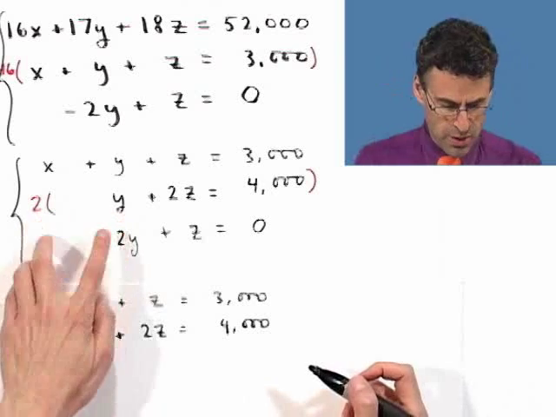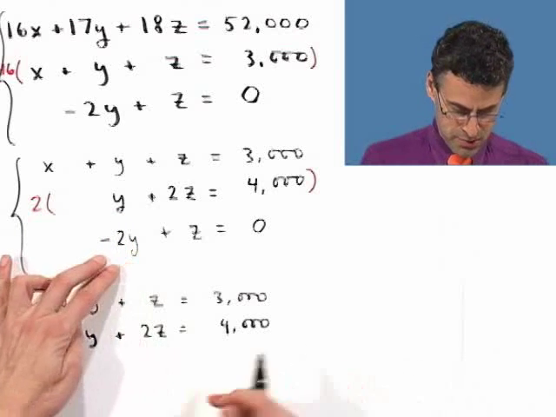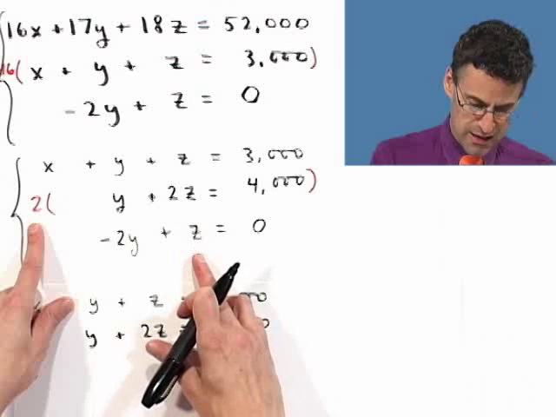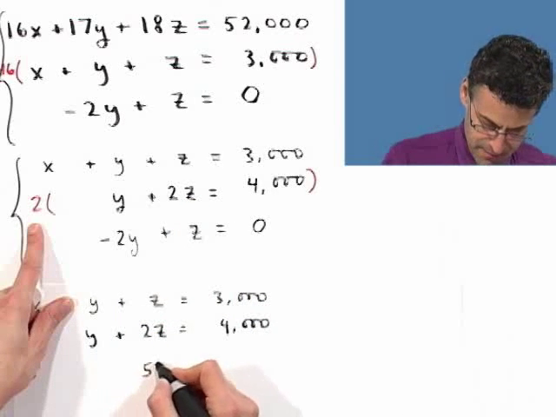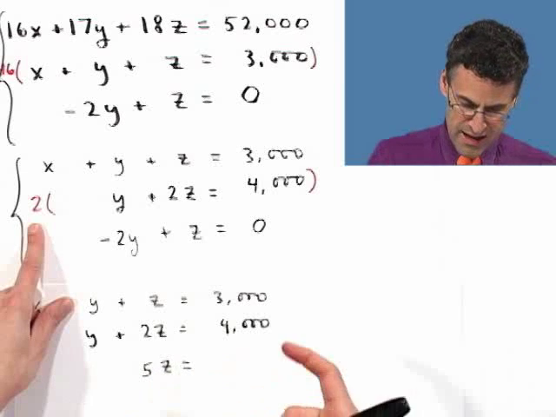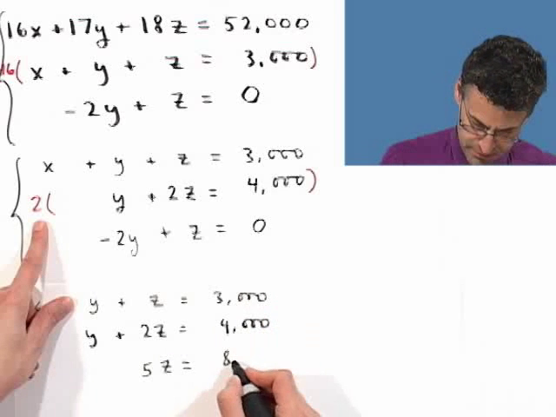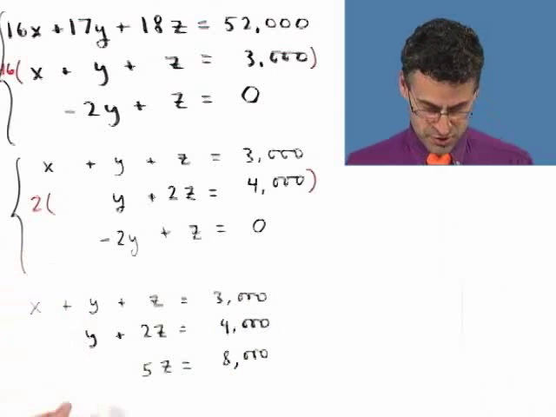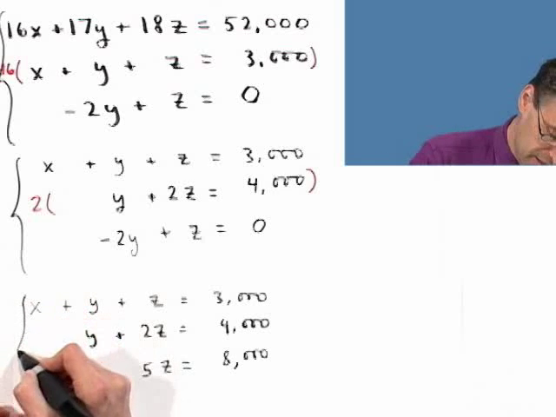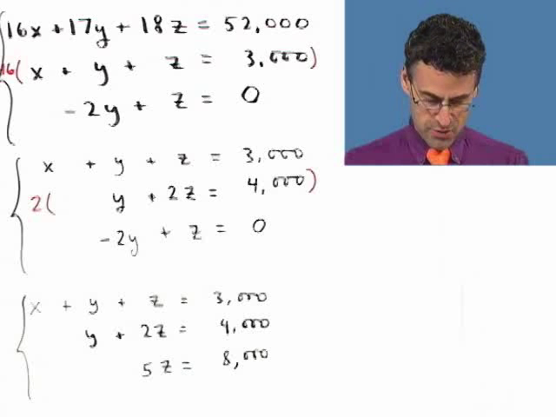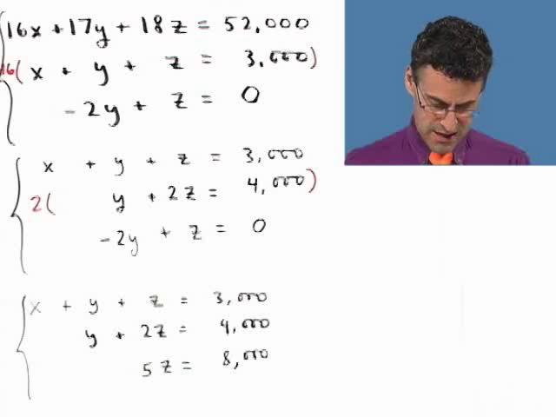So here we go. 2y plus minus 2y is 0, so I'm loving that. Here I see 4z plus z is 5z. And here I see 2 times 4,000, which is 8,000, plus 0, which is 8,000. Okay, super. And now I've got an equivalent triangular system. And this is awesome, because with this equivalent triangular system, I can now solve this for z.